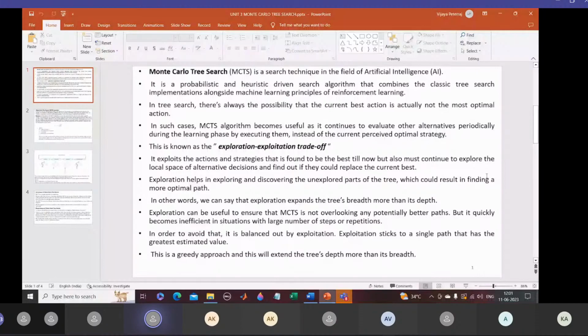But we keep on searching. Only once you identify a better one than the current one are you going to replace it. If you don't identify a better one, what you have in the current one is your best.